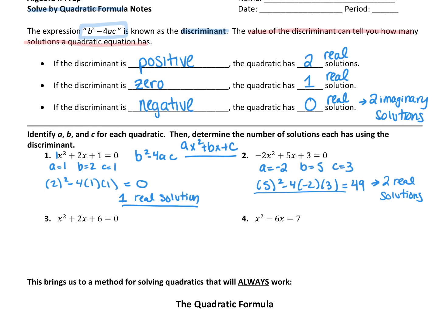Let's try the same for 3. A is 1, b is 2, c is 6. So b squared minus 4 times a times c. I'm going to get negative 20. So what this means is I have no real solutions. I'm going to end up with 2 imaginary solutions.